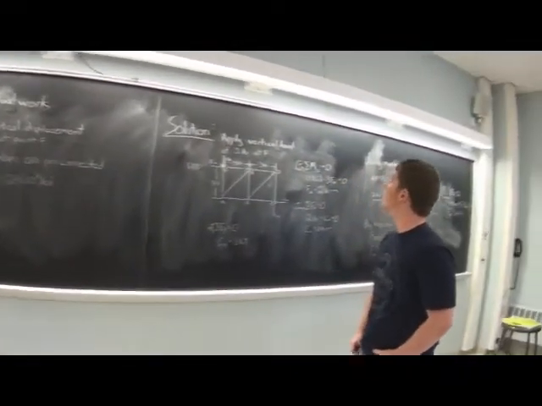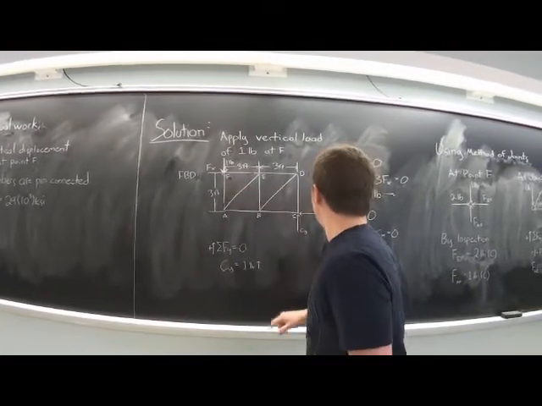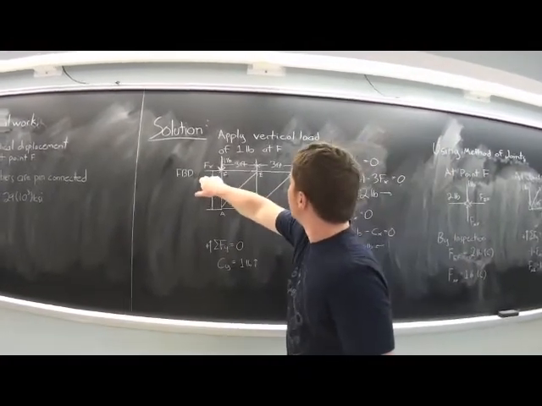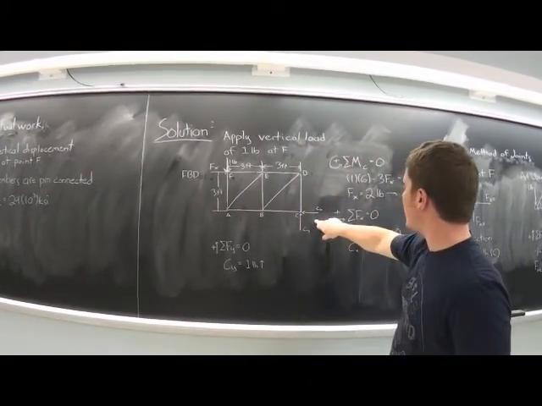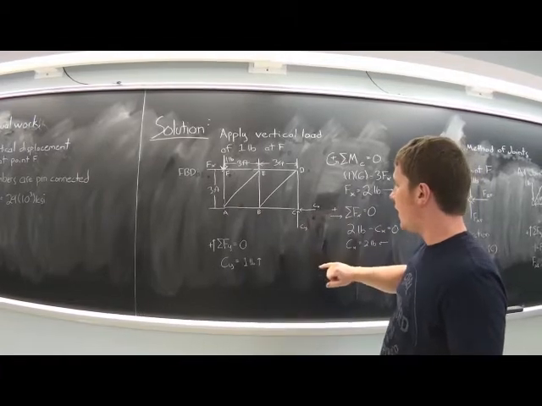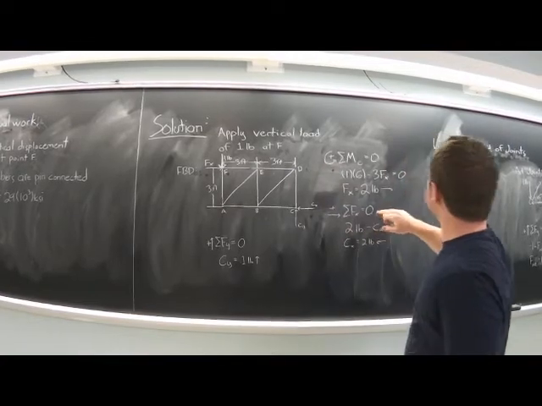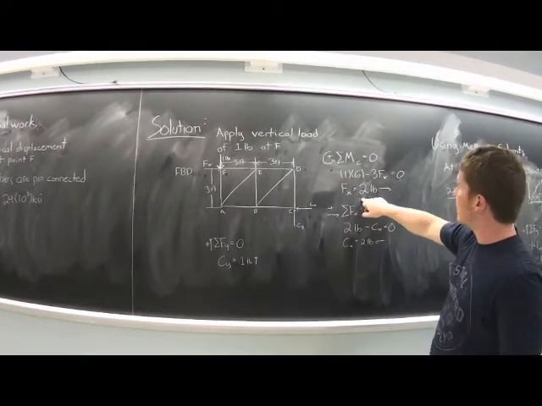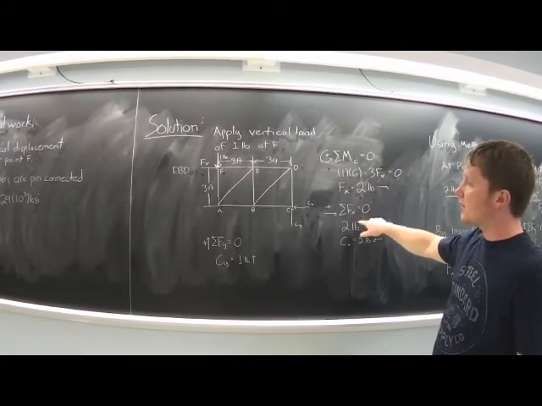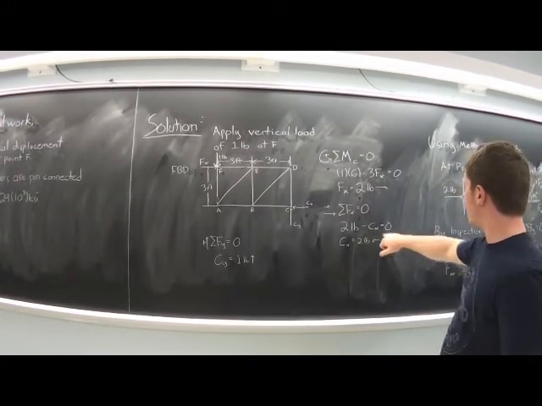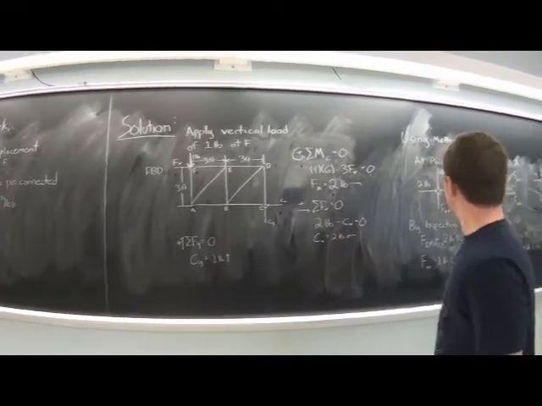Coming over here, we apply the 1 pound load at point F, and there's a force in the x direction at F, and then there's a force in the x direction at C. We take the moment about C, and we find that the force in x is 2 pounds. Then we sum the forces in the x direction on the truss, and we find that C in the x is equal to 2 pounds as well, in the opposite direction.